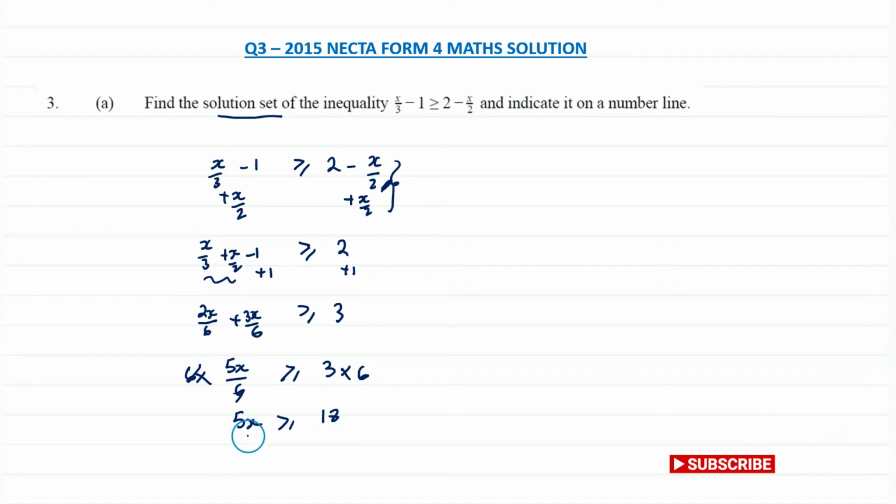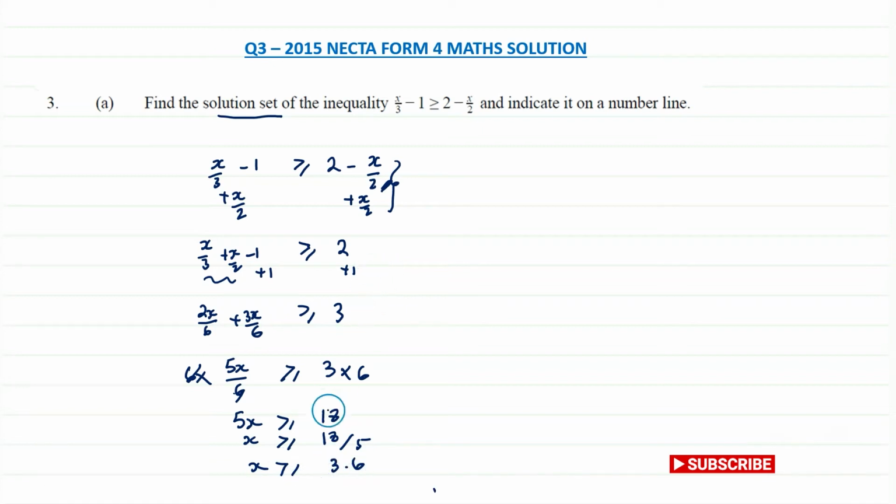Then we need x again. The opposite of multiplying is dividing. So to get rid of this 5, I need to divide. That will give me x greater or equal to 18 over 5. If you work this out, you will get x is greater or equal to 3.6.